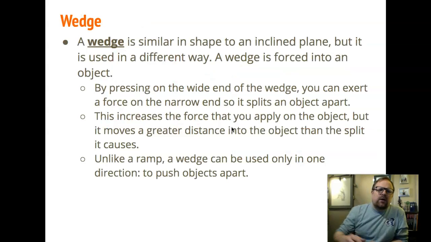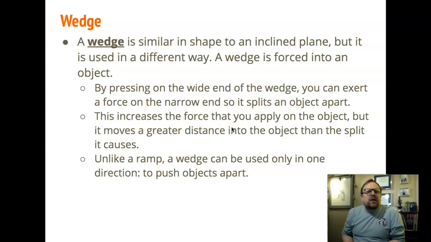That's number 2. Number 3 is a wedge. A wedge is similar in shape to an inclined plane, but it's used in a different way. Instead of running something over top of the inclined plane, a wedge is where we actually put the force in a different spot. So what we end up doing with a wedge, if this is a wedge shape right here, is we end up applying the force on the top.